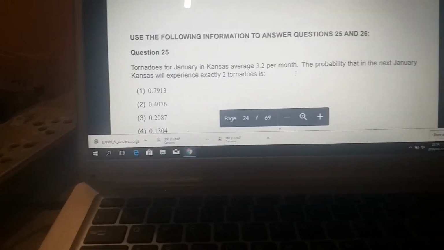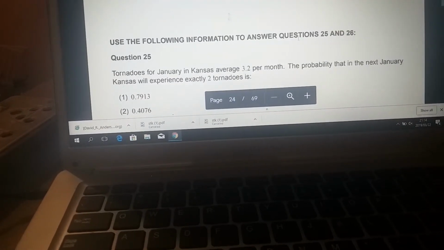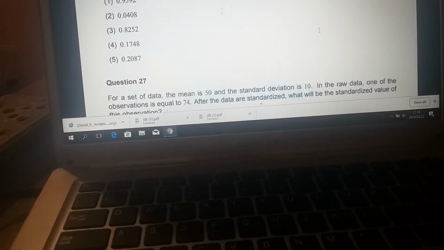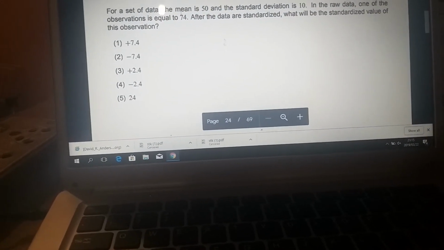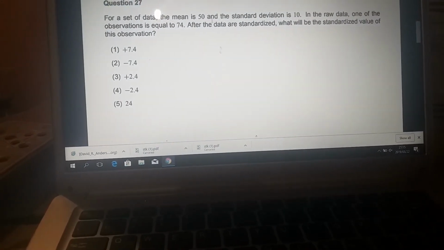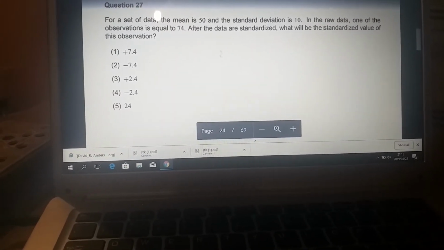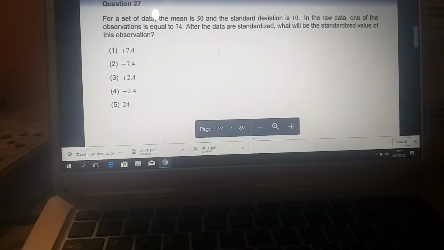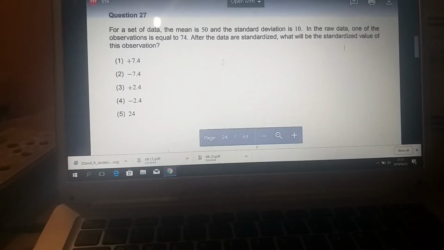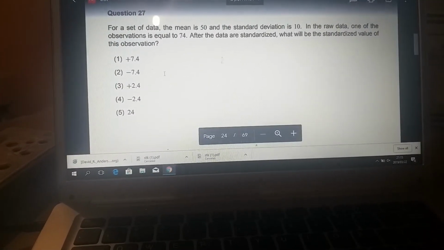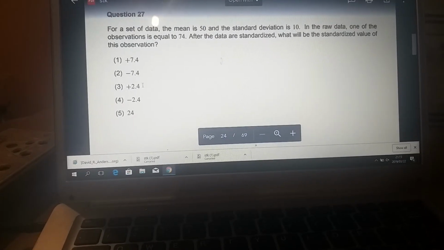So we move on to the next question. Question 27 says that for a set of data, the mean is 50 and the standard deviation is 10. In raw data, one observation is equal to 74. After the data is standardized, what will the standardized value be? So I said the standardized value will be 2.4.